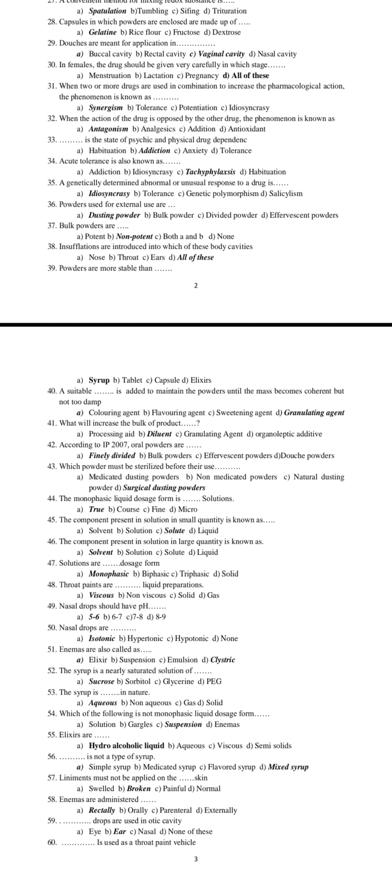Nasal drops should have a pH of 5 to 6. Nasal drops are isotonic. Enemas are also called clysters.